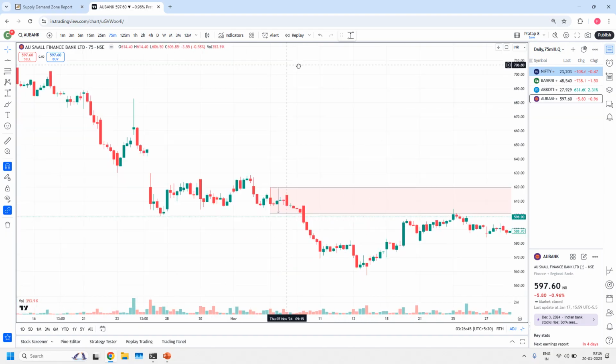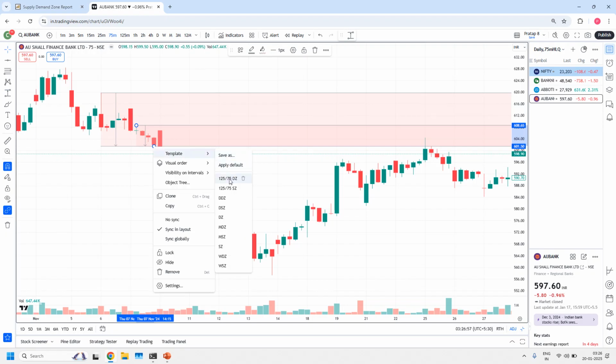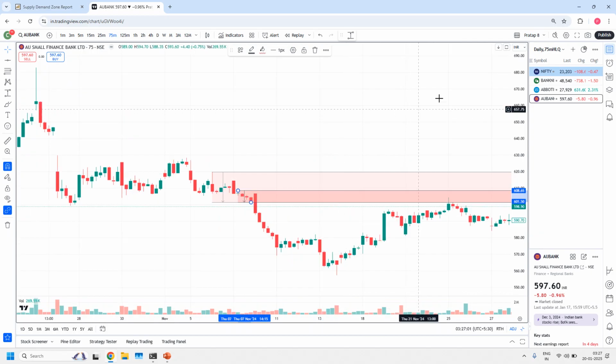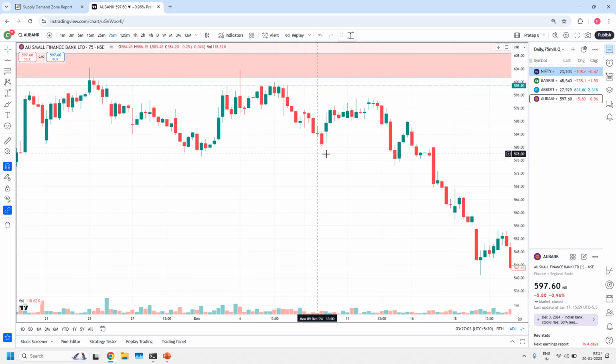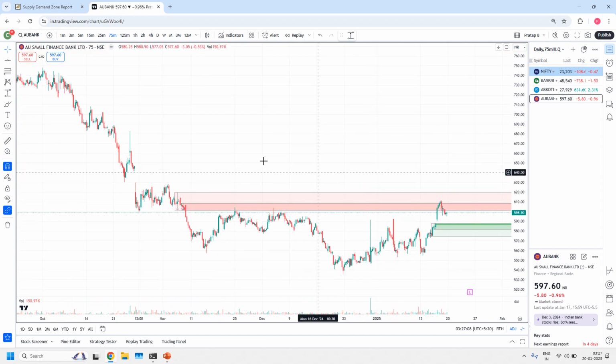Probably we have a 75 minute zone here. Yes. See, drop base, drop. This 75 minute zone is this fine-tuned 75 minute supply zone tested multiple times. Is it valid? Now it is violated. It is no more valid.